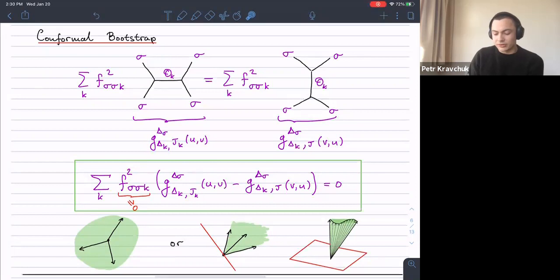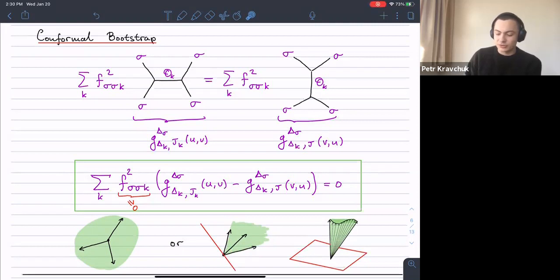So it could be that this equation cannot have a solution if these vectors arrange in some unfortunate manner in the vector space in which they live. And the way to detect whether this is the case is to try to find a hyperplane such that all vectors lie on one side of this hyperplane.